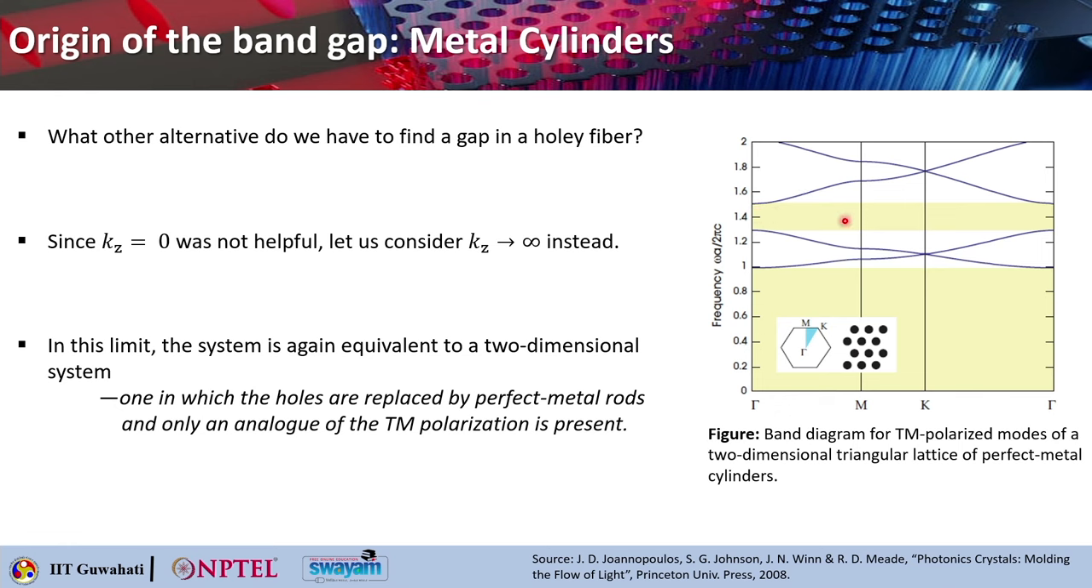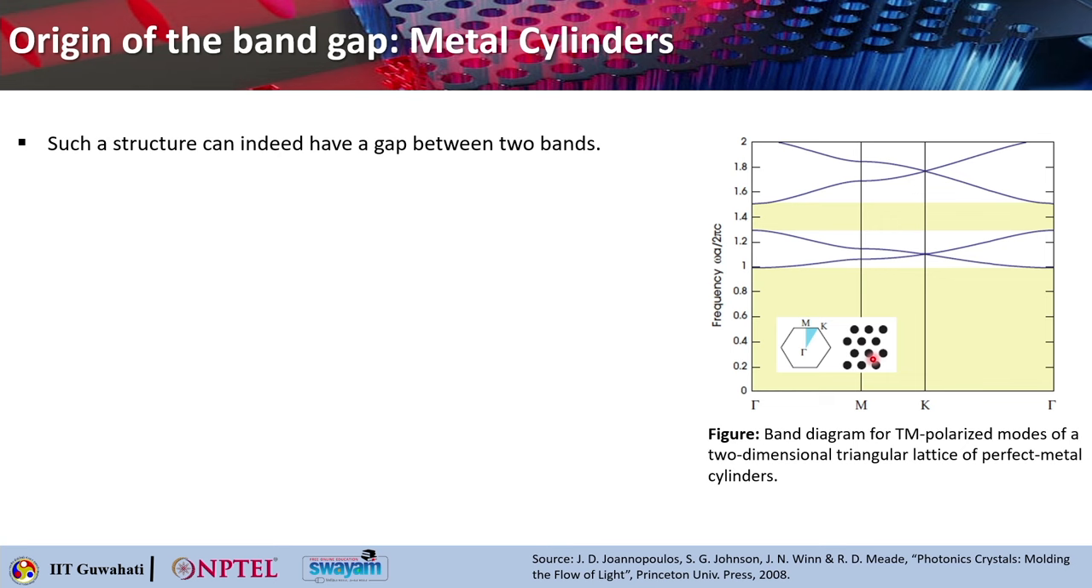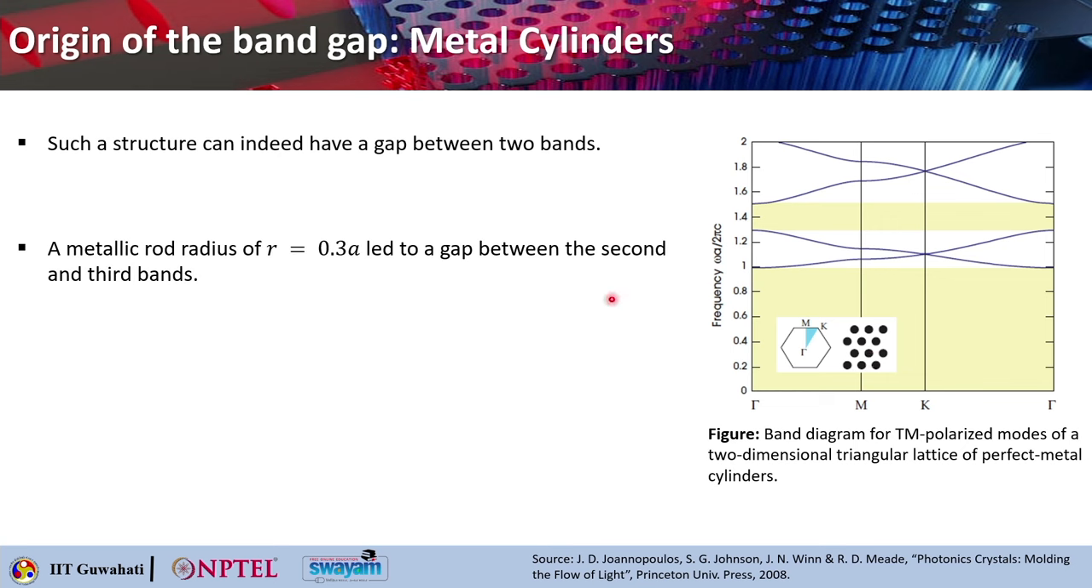These bands are equivalent to the modes of the Holey fiber in the scalar limit for large kz. That is why we are taking this particular structure to understand. As you can see, the structure indeed has a gap between two bands. The metallic rod here has a radius r equals 0.3a, and that has given us this gap between the second and the third band, which is basically a cutoff frequency concept which comes from the metal.